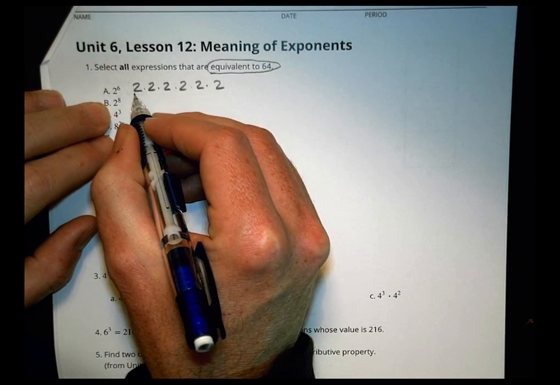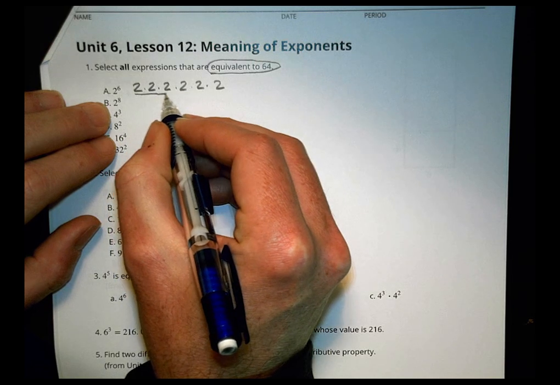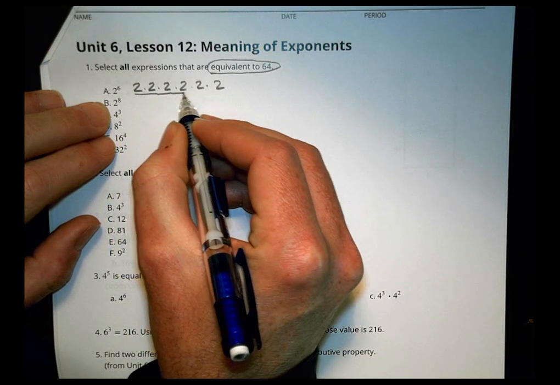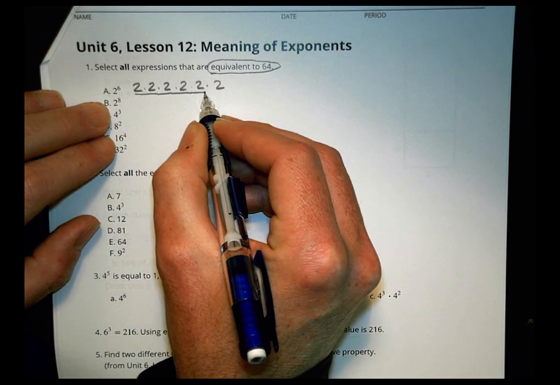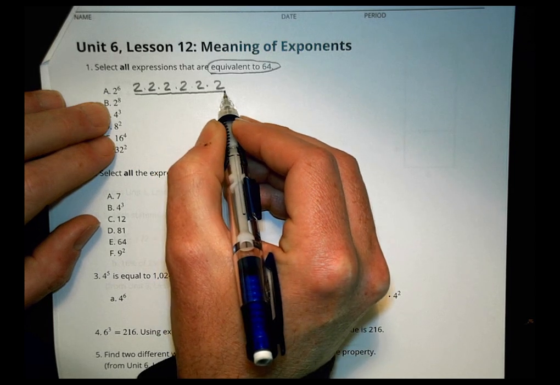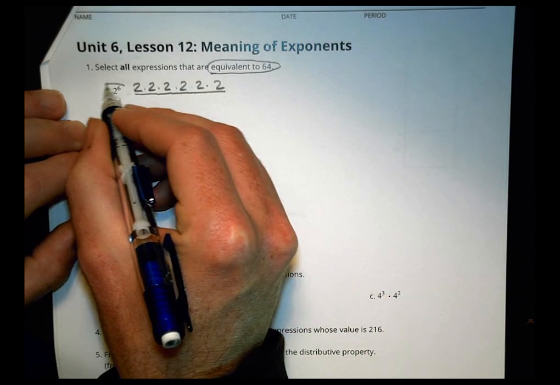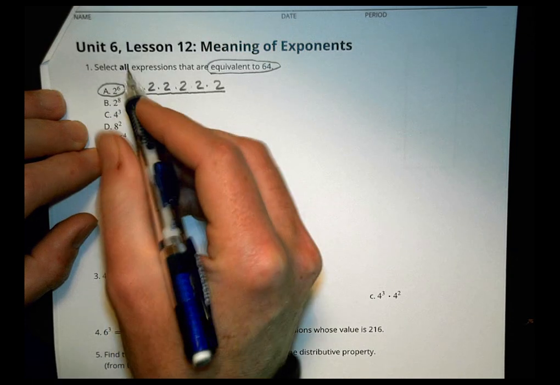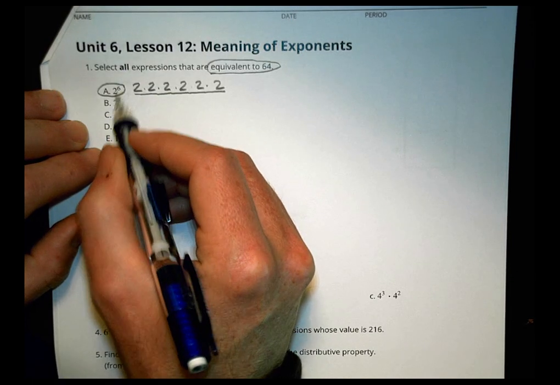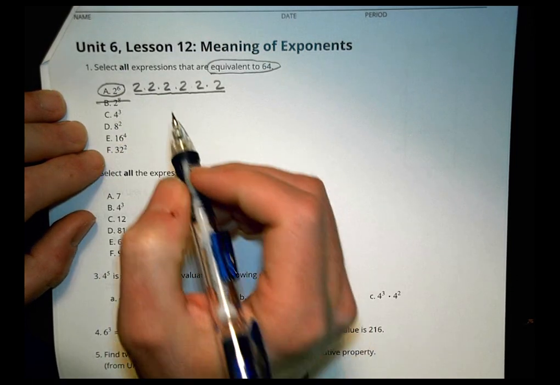So let's try this out. 2 times 2 is 4, 4 times 2 is 8, 8 times 2 is 16, 16 times 2 is 32, and 32 times 2 is 64. So that definitely works. So 2 to the 6th is yes, then 2 to the 8th is a definite no.